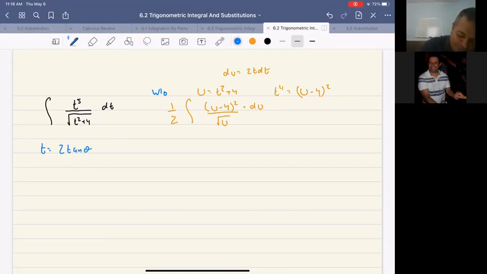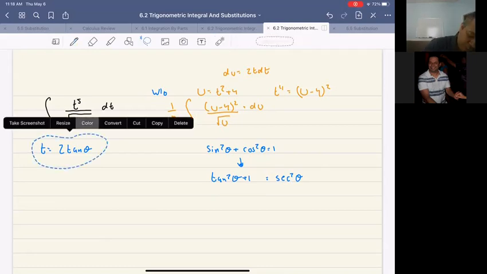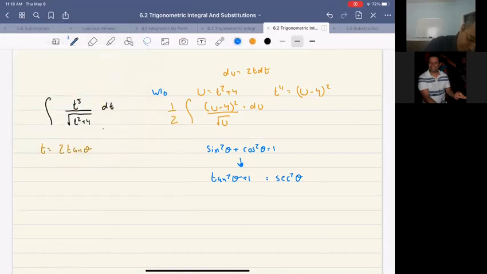Okay, and if you can't remember, just remember sine squared of theta plus cosine squared of theta equals 1. Let's divide that out by cosine squared. And then we say, oh yeah, this matches this. Okay? So running this through, by the way, dt is 2 secant squared of theta d theta.